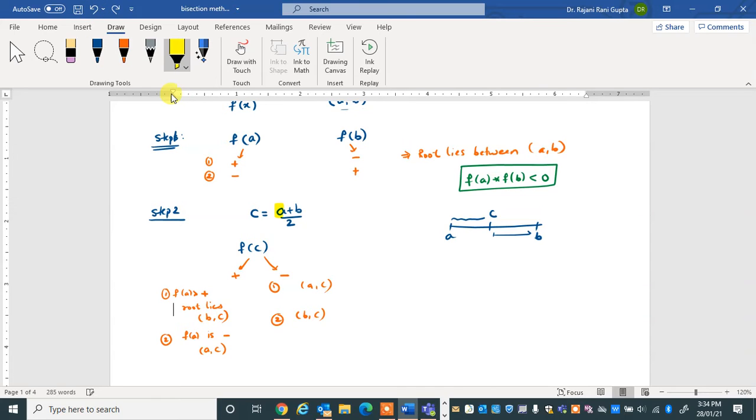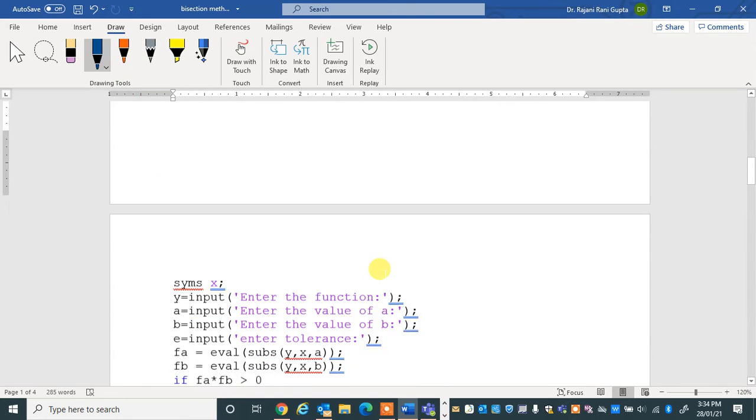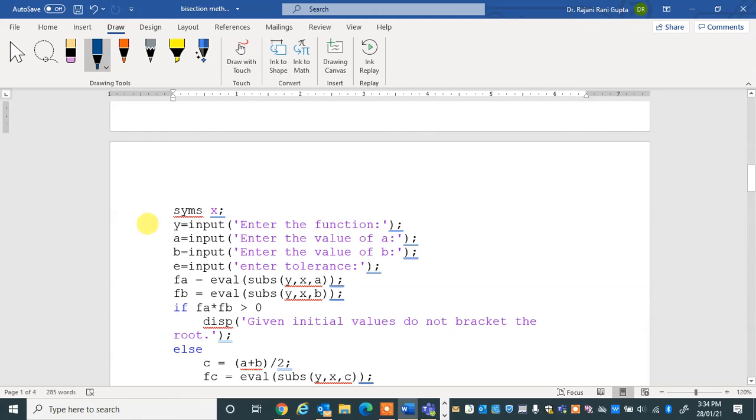Okay, A is replaced by C, and then we have to go back here and repeat the process until we reach the required result. Now, to do this in the program, what is done? The very first step is to get the function, to enter the function.